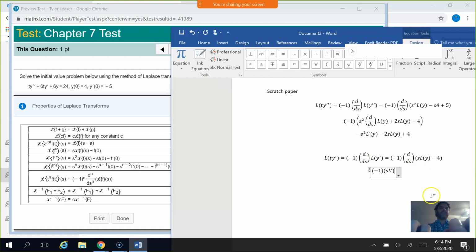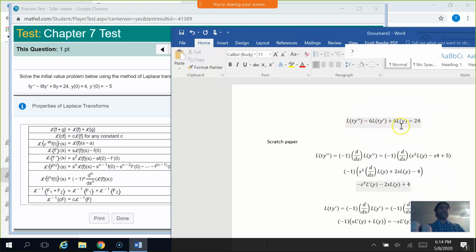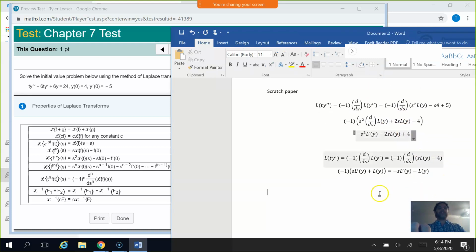So first derivative of the second plus the second derivative of the first, and then this -4 is just going to go to 0. Distributing the negative sign into that, we get negative sL prime, and then minus L of y. Okay, now we can substitute all of that back into the original thing, just kind of see what we got.